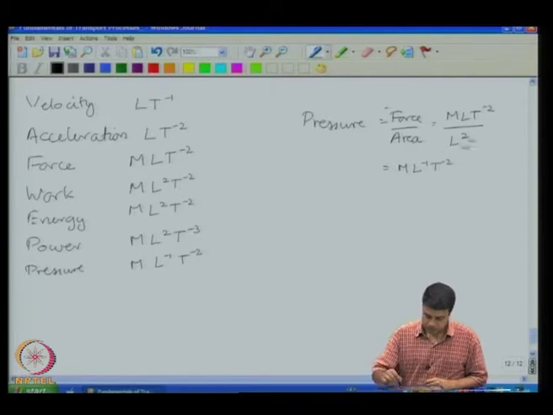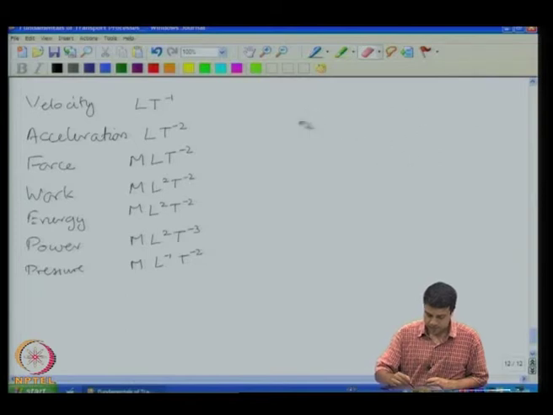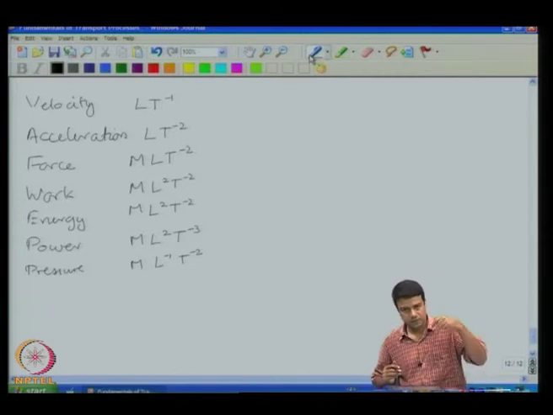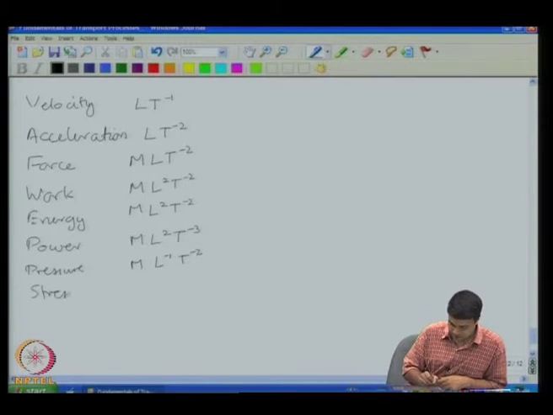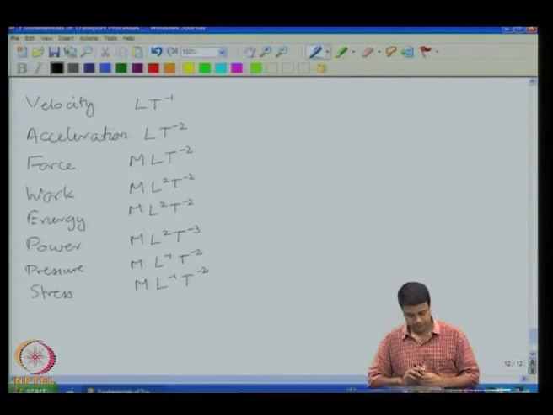Now the stress has exactly the same dimensions as the pressure. The stress is also a force per unit area, except that the stress acts tangential to a surface, whereas the pressure acts normal to the surface. So the stress has exactly the same dimension.